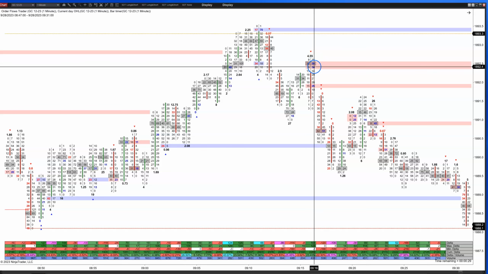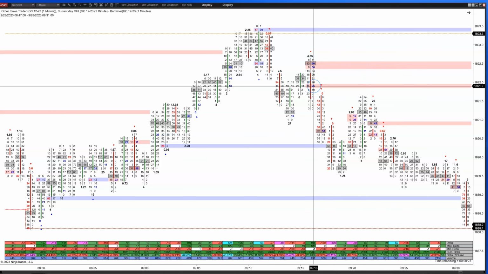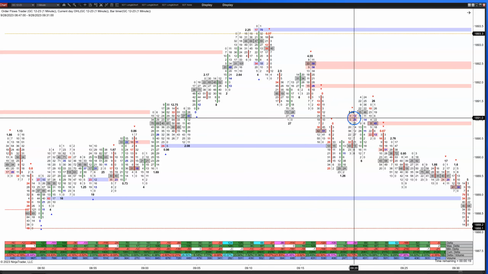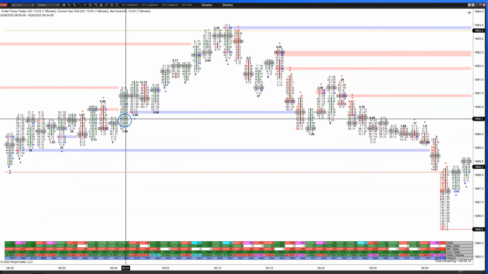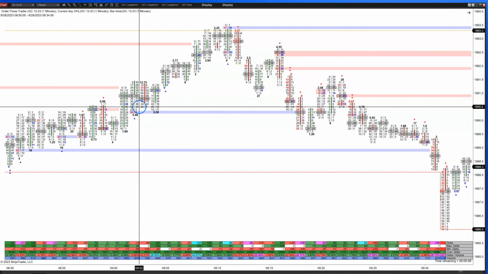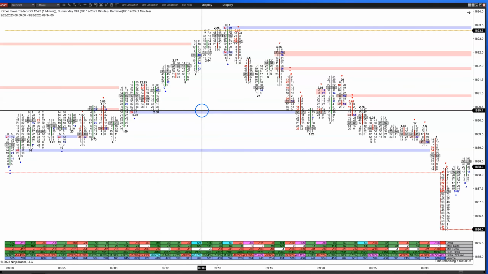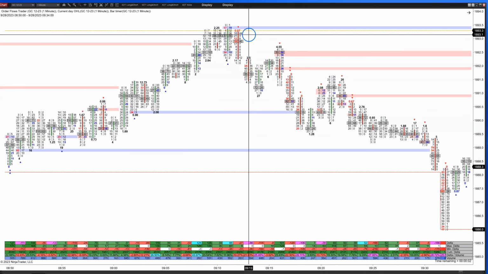Two selling imbalances right here, two stacked buying imbalances, right? 1, 2. That's the zone. Got another buying imbalance on a red candle. Here you've got 2. Here you've got 1. You've got another one. So this market was going up with decent bids that were absorbing whatever aggressive selling was coming in. Now the market is starting to drop. We sort of peak out up here, start turning.